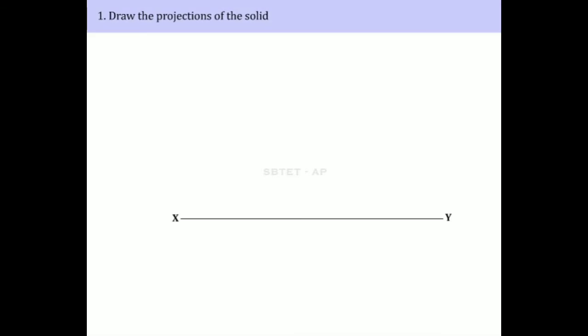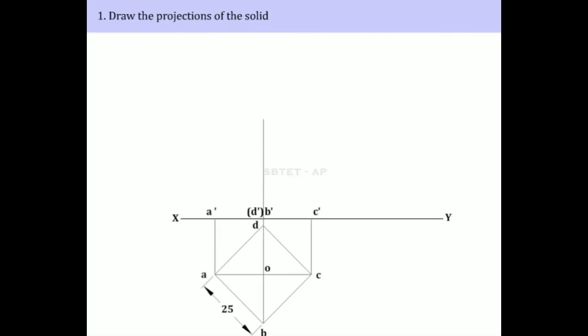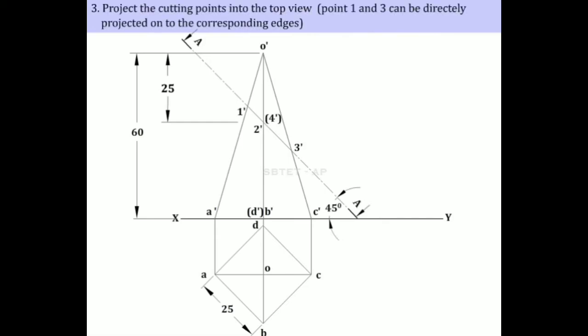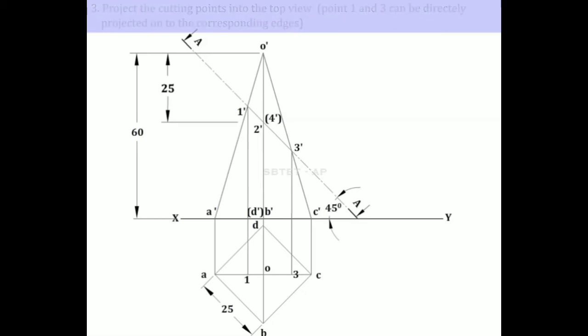Draw the projections of the solid as per the given position. Show the cutting plane in the front view and mark the cutting points. Project the cutting points into the top view. Point 1 and 3 can be directly projected onto the corresponding edges.